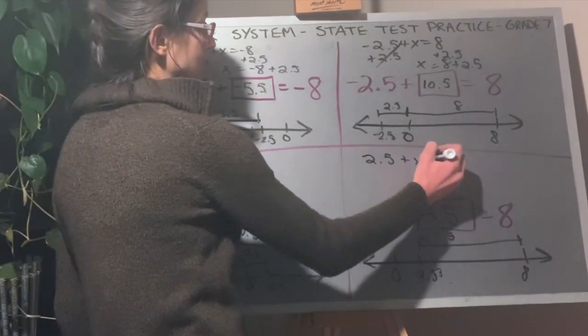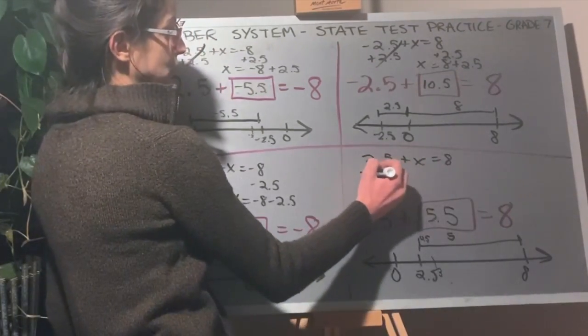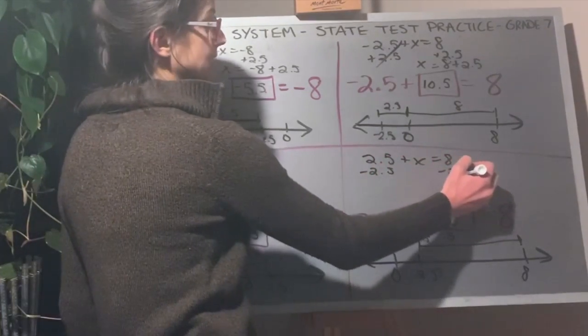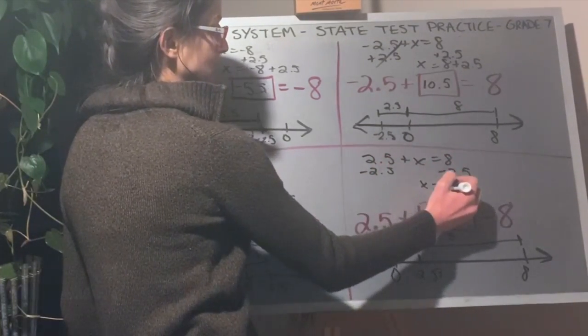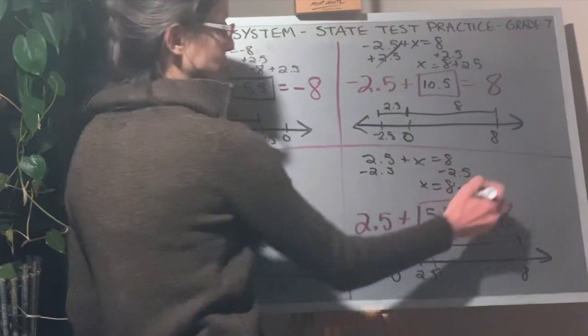Using an algebraic equation, it would look like this. 2.5 plus x equals 8. I would subtract 2.5 from both sides to get x by itself, and I would end up with x equals 8 minus 2.5, which is 5.5.